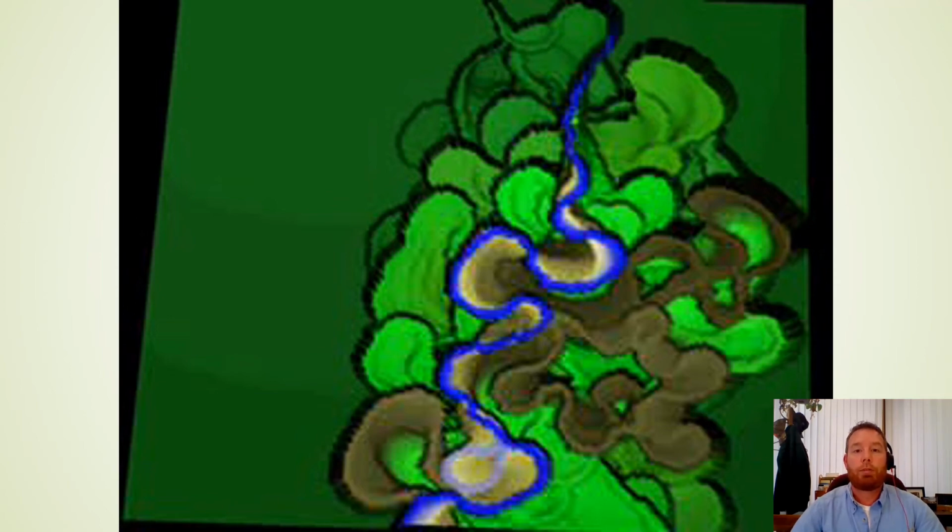So there's two types of channel migration: lateral, so the side-to-side movement of the channel across the floodplain, and longitudinal, the movement of those meanders in a downstream direction.